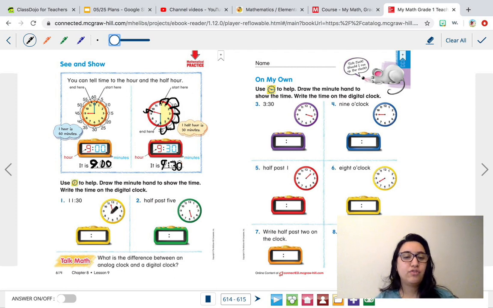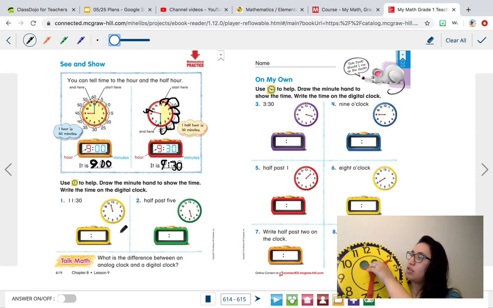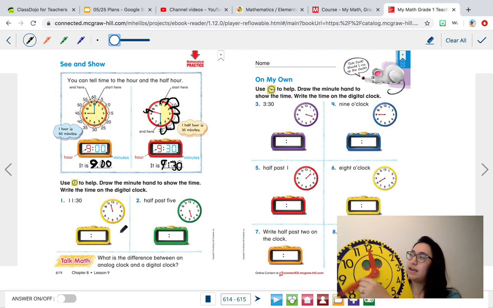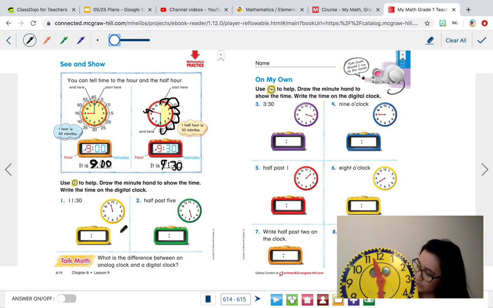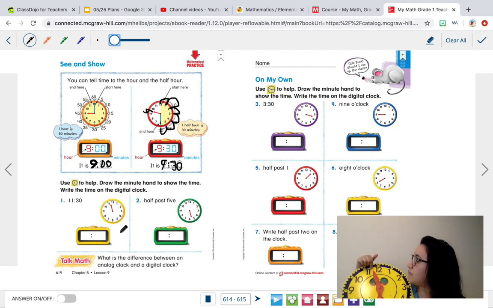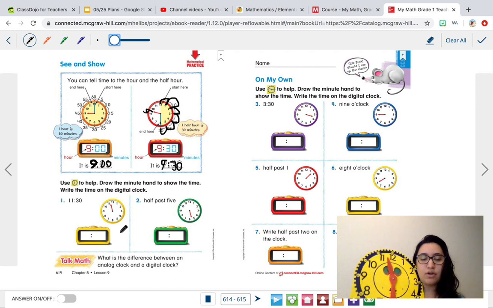All right, so what we need to do now is do 11:30. So we're going to make sure our clock is at 11:30. So we know that the hour has to be between the 11 and the 12 because it's going to go back in time. And then this has to be down at the 30. So this is what it has to look like. The hour hand has to be between 11 and 12, so we can go back in time and it'll be 11 on the hour. So it's right there.